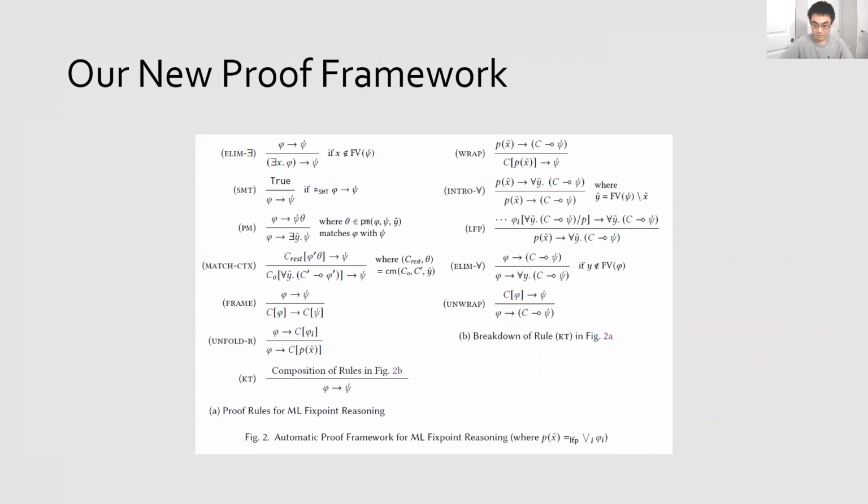Just to show you the big picture first, this is our proposed proof framework. It has 11 rules that handle fixed points, context, the standard first-order logic reasoning, and so on. Due to time limit, I'll focus on the fixed point and context rules, and the rest of the proof rules are explained in our paper.